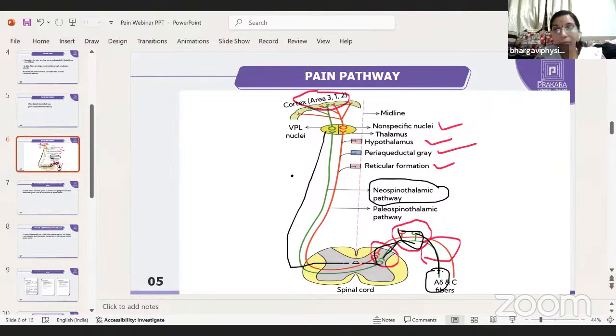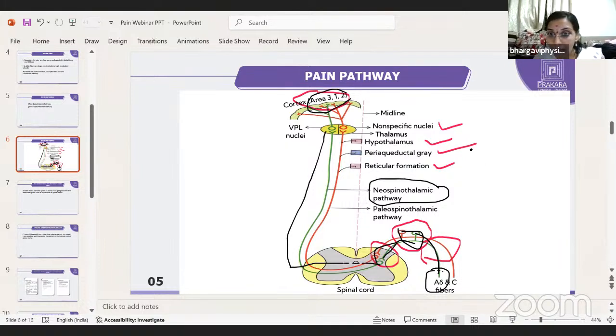These are the second order fibers, which start from the posterior root. They terminate here by making a synapse with the ventral posterolateral nucleus of the thalamus. Now these second order fibers terminate here. Then the third order neurons arise from the ventral posterolateral nucleus of the thalamus. They are going to end in the somatosensory cortex, that is area number 3, 1, 2. So here it ends. That is the neospinothalamic pathway.